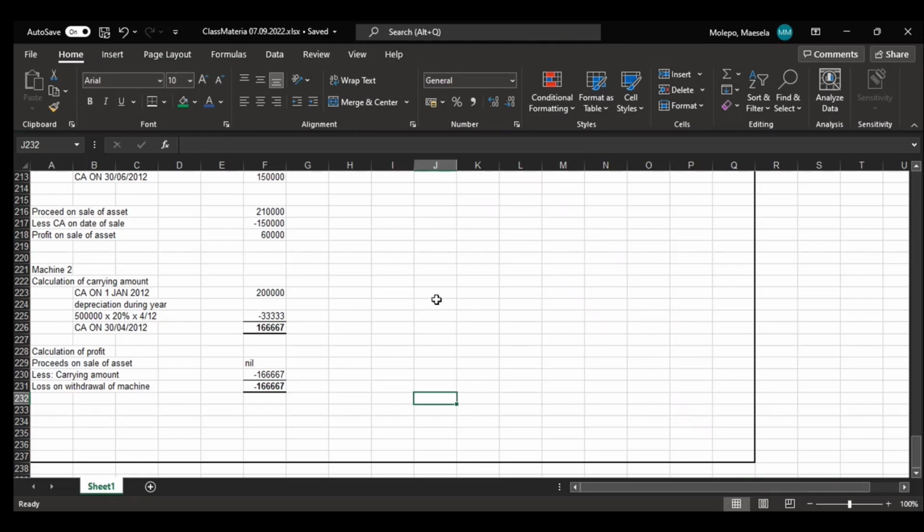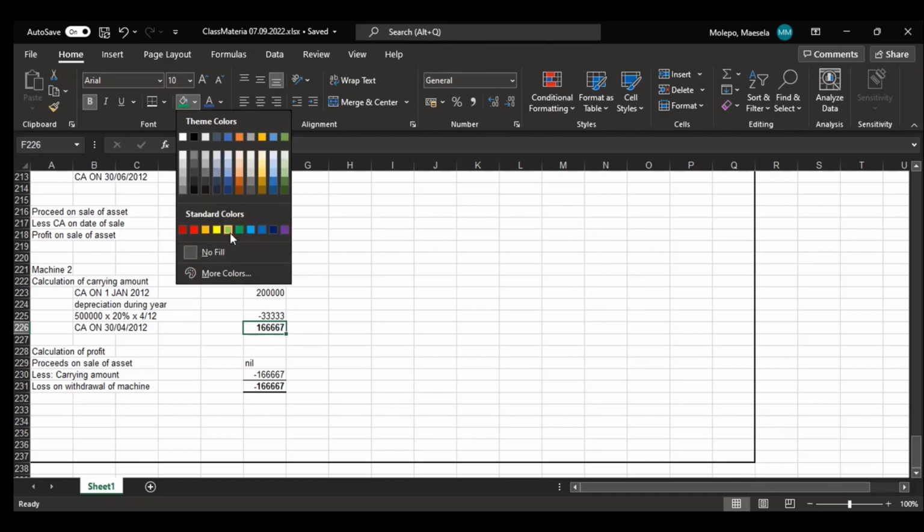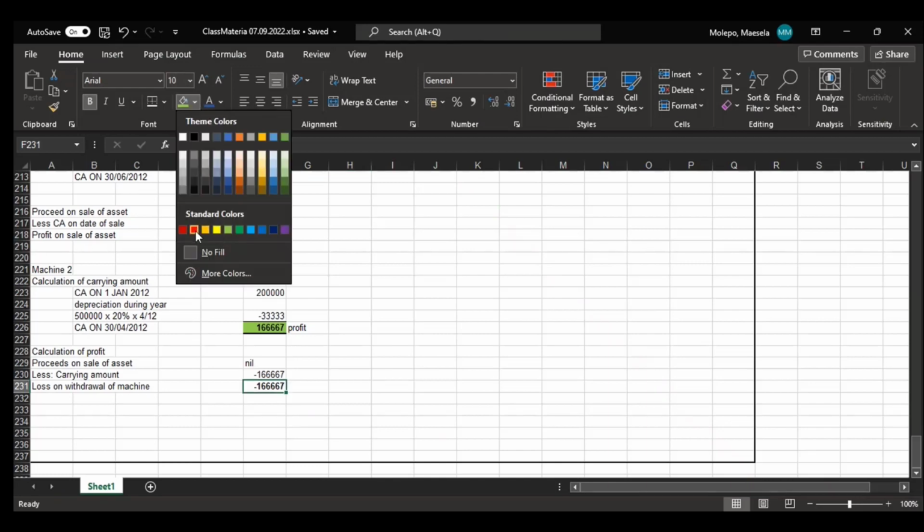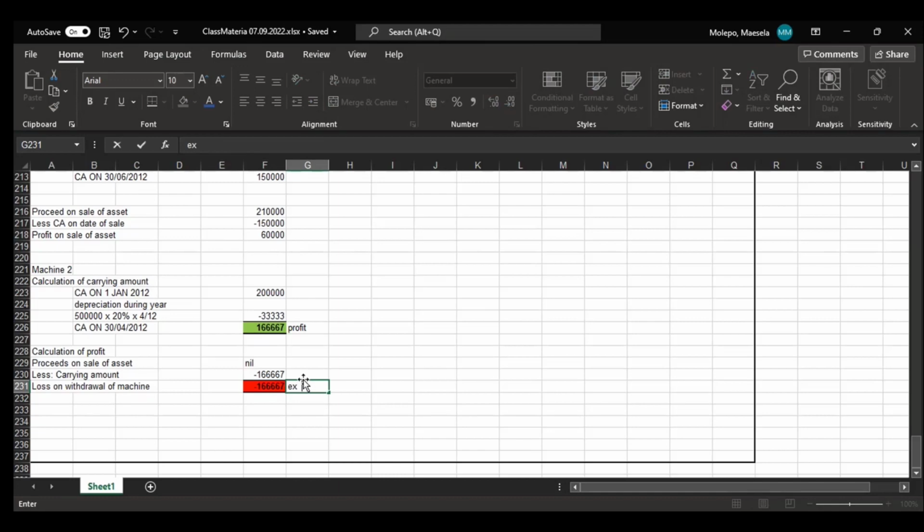So suppose we are doing the income statement. Machine 2 is an expense, and the machine 1 one will be a profit. So this one will go to other income, and this one will go to other expenses.